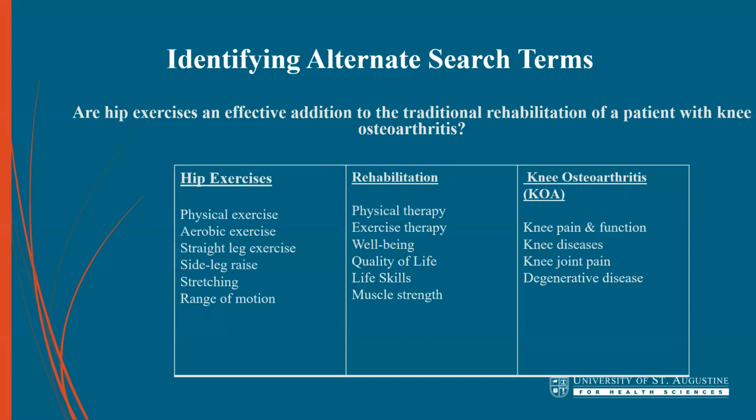So there are other things that you can do as well. Your keyword search can take many different forms, as you can see here. You could alter the terminology. We're going to pretty much use hip exercises, rehabilitation, and knee osteoarthritis to get our search going. But if we start to feel like we're not getting what we're looking for, we can change up our search a little bit, and some of these extra terms could be really beneficial in that case.